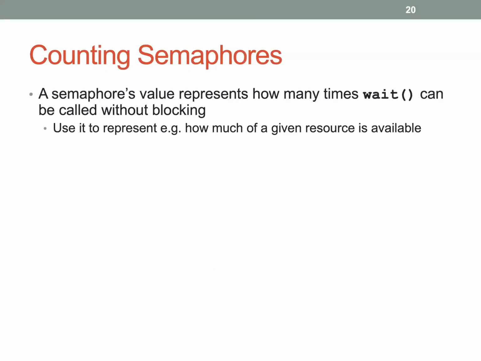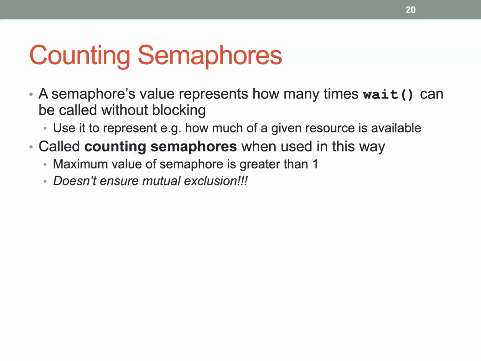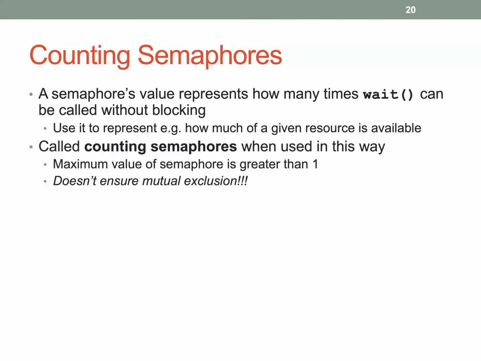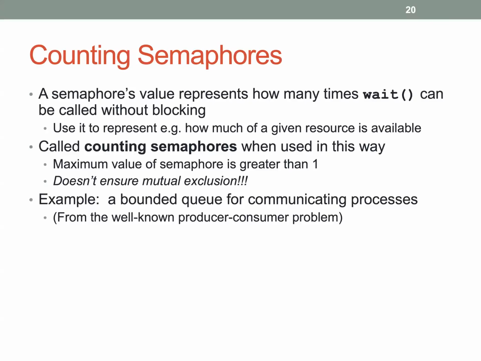Okay, counting semaphores. So a semaphore's value represents how many times wait can be called without blocking. So this is the meaning of the value in the semaphore. And so as it says here, when you have it be some value other than 1, like 50 or 6 or whatever, you're basically representing how many instances of a given resource are available. And so you call them counting semaphores when they're used in this way. And this is interesting because it doesn't ensure mutual exclusion, but it does ensure that the semaphore is only granted up to a certain number of times.